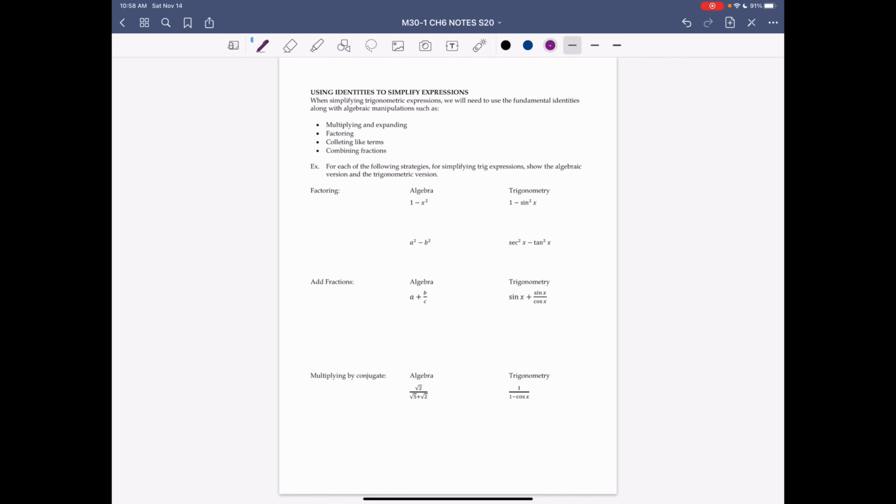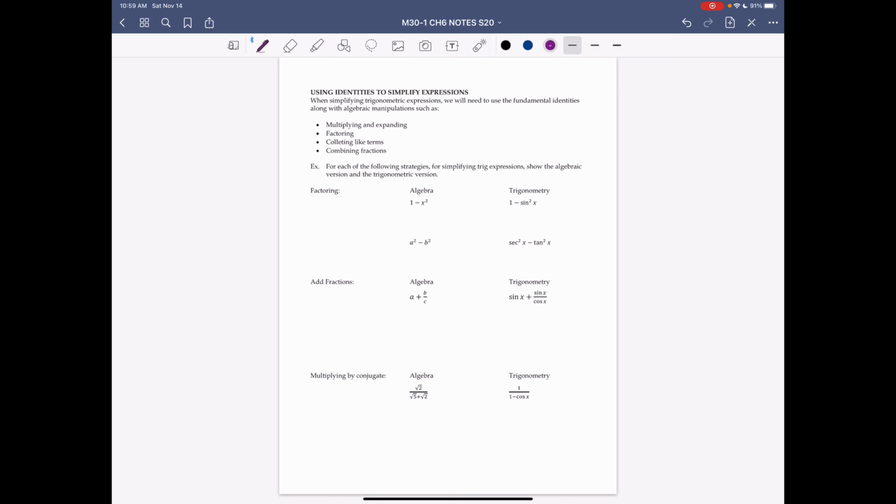Using identities to simplify expressions. When simplifying trigonometric expressions, we will need to use the fundamental identities along with algebraic manipulations such as multiplying and expanding, factoring, collecting like terms, combining fractions. For each of the following strategies for simplifying trig expressions, show the algebraic version and the trigonometric version. Factoring.